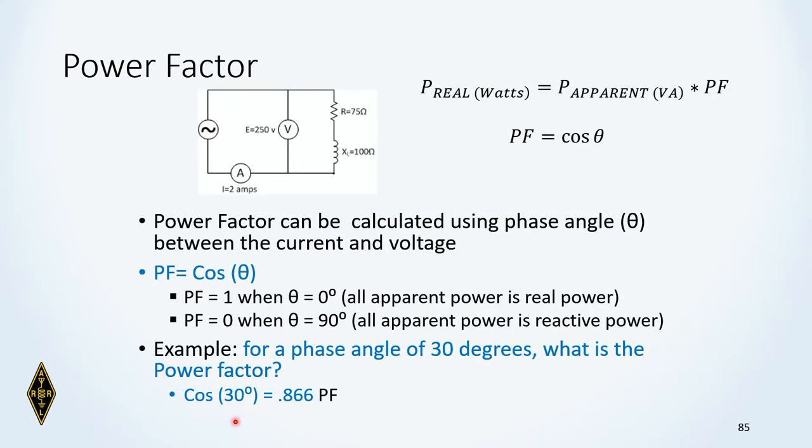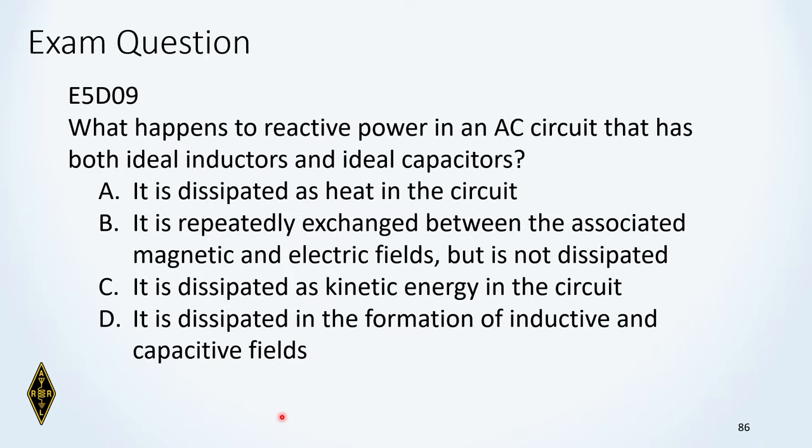So if we come back to the presentation, cosine of 30 is 0.866. So the power factor is 0.866. So for a phase angle of 30 degrees, what is the power factor? Cosine of the angle. Like I said, these are extremely easy. And now we're right to pool questions.